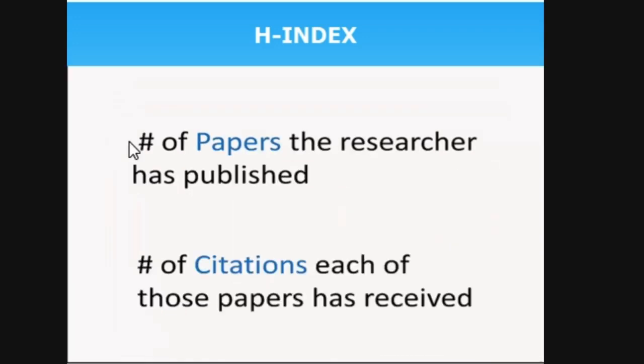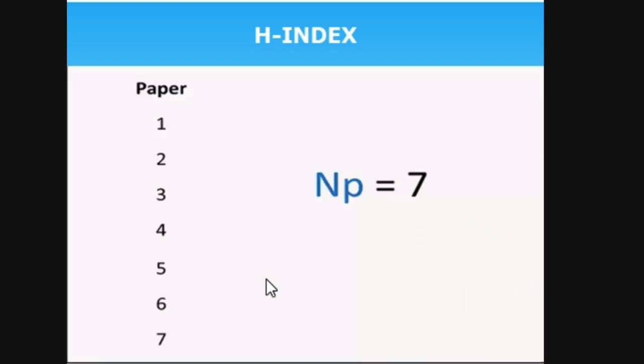Now I am going to show you what H index is with a specific example. This is the number of papers the researcher has published, and that is quantity. Then the number of citations each of those papers has received. That means I have published 5 papers and I have received citations for each and every paper. So the first paper may have 1 citation, the second paper may have 10 citations, like that.